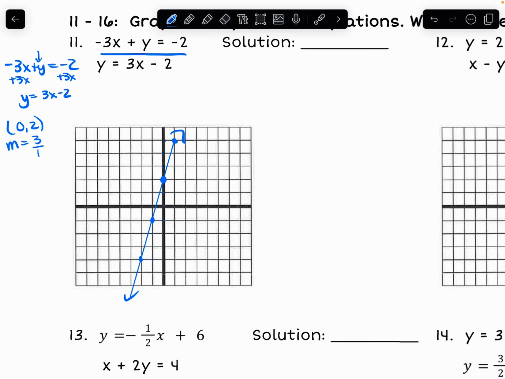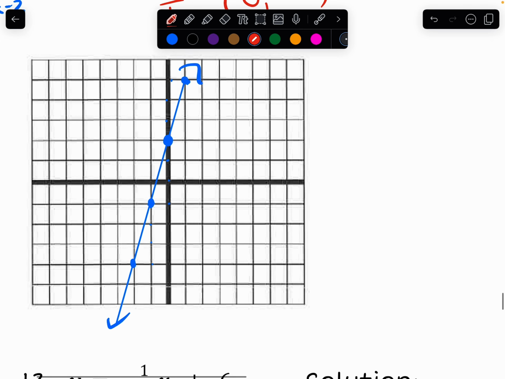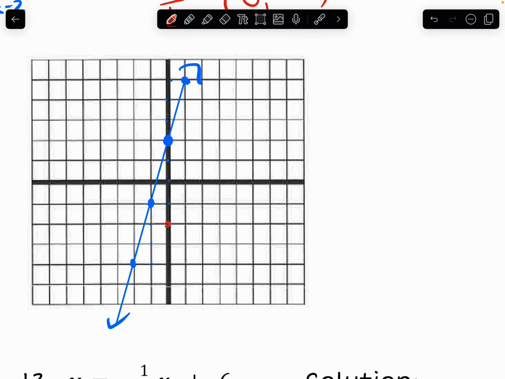Okay? Then I'm going to do a different color. On this one, my slope is 3, which is 3 over 1. My y-intercept is negative 2. So I'm going to come down here to negative 2. I go up 1, 2, 3 over 1, 1, 2, 3 over 1. And look at that. Those are parallel lines. They never run into each other. Guys, that have the same slope but different y-intercepts.